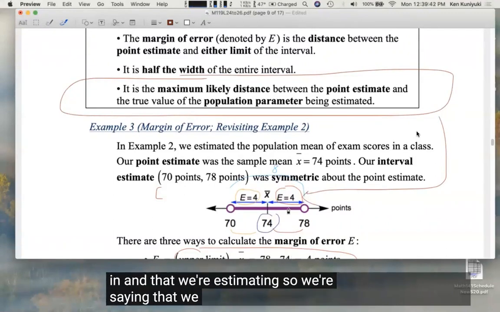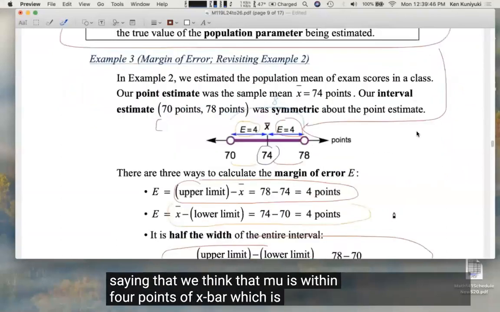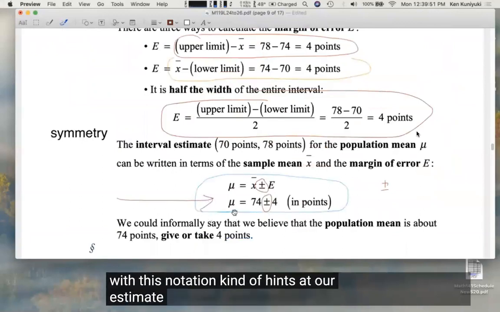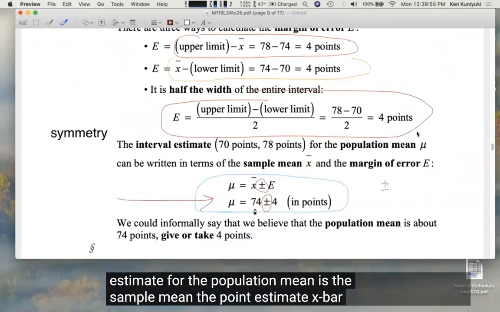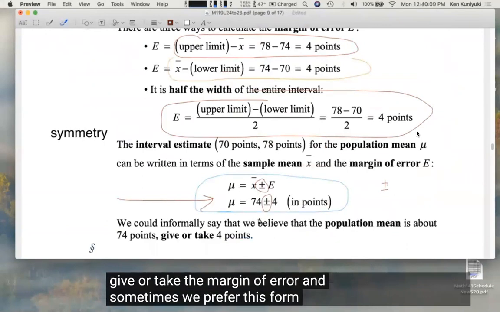So we're saying that we think that mu is within 4 points of x bar, which is basically what this notation kind of hints at. Our estimate for the population mean is the sample mean, the point estimate, x bar, give or take the margin of error. And sometimes we prefer this form.